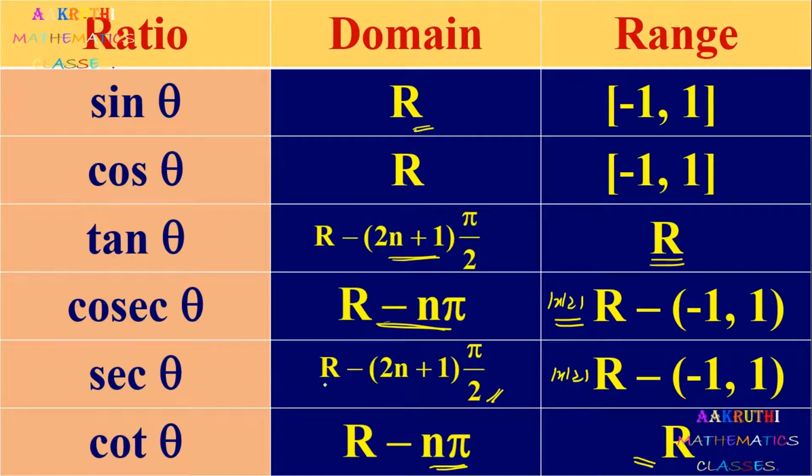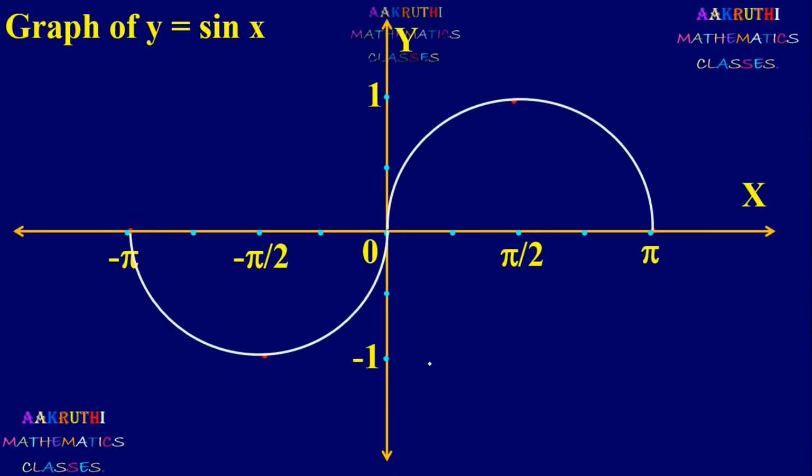And the range is the set of real numbers. The highest value is plus infinity and the least value is minus infinity, so we get all the real numbers. Therefore the range is the set of reals. So this is the domain and range for trigonometric ratios. Next we see the graph of trigonometric functions.